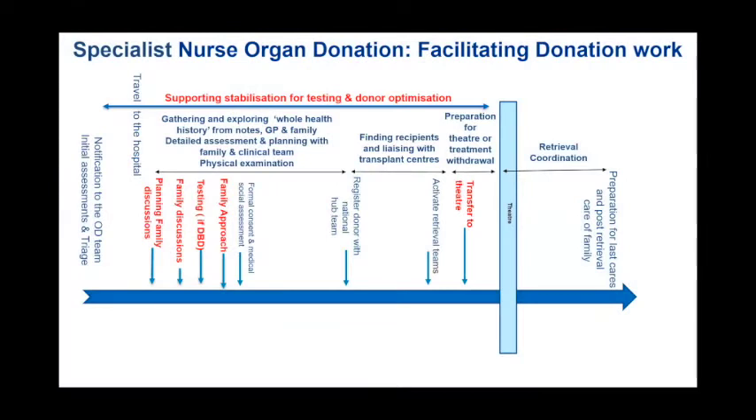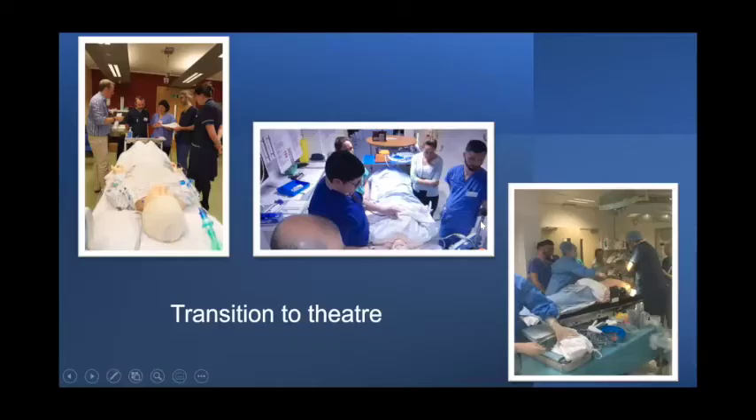And then, of course, once we've registered with our national hub, we're finding recipients through them. We're liaising with the retrieval teams. We're then preparing for theatre and that transition. And again, this is collaboratively planned, coordinating to achieve an effective and efficient arrival at theatre with everything in place, balanced with the family's needs, and a real clear plan of what's going to happen and when.